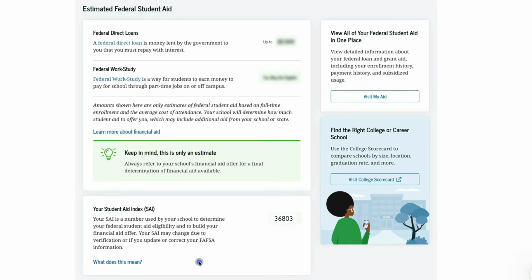In my opinion, the SAI calculation is complicated, and FAFSA really should show a breakdown of the SAI calculation so families don't have to just trust the number they get.